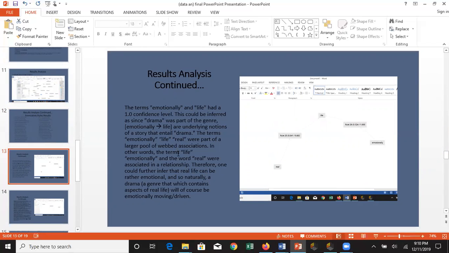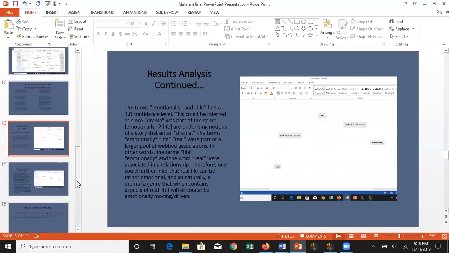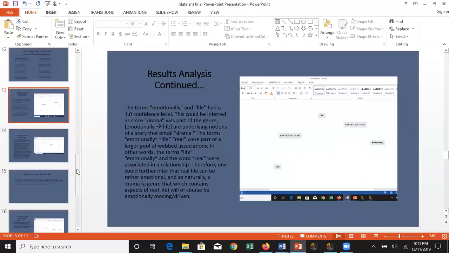All three of these, as you can see here, are part of a larger pool of webbed associations. So basically, life, emotionally, and the word real are associated in a relationship. You could infer that life can be rather emotional, and so naturally, a drama, as a genre that contains aspects of real life, will of course be emotionally moving or driven. And using pattern analysis techniques such as these, you could also find information that you ordinarily wouldn't be able to infer otherwise reductively.